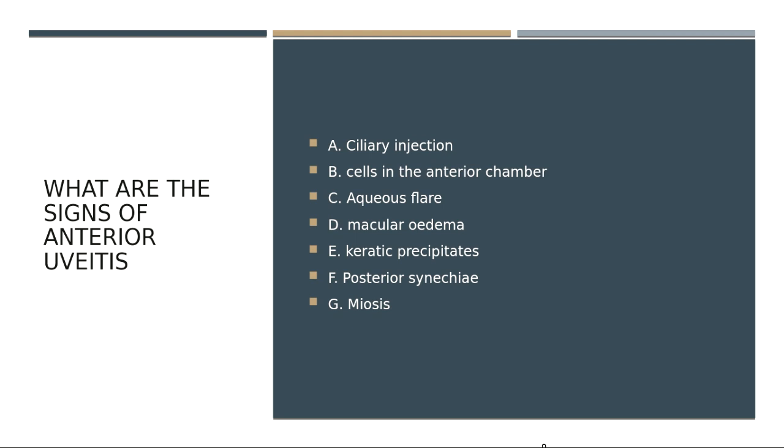True. And you know that you get posterior synechiae. Yes, that's true, isn't it? Can you get miosis? Yes. Remember, you can get posterior synechiae, so sometimes the pupil actually becomes miotic because the pupil becomes adherent, small and adherent. So that is true.